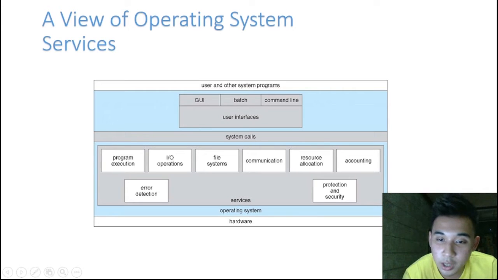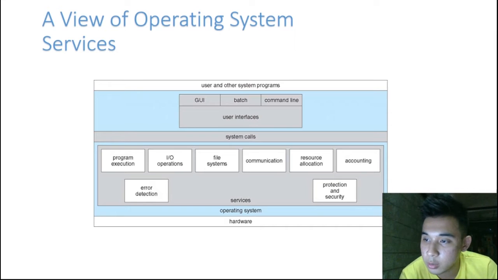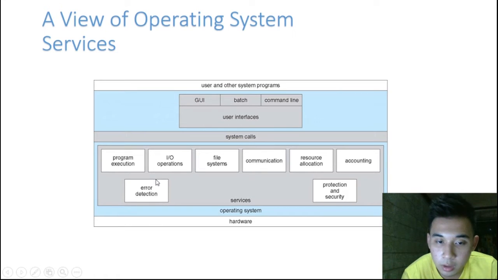The next is protection and security. The owner of information stored in a multi-user or network computer system may want to control use of that information. When several separate processes execute concurrently, it should not be possible for one process to interfere with the others or with the operating system itself. Protection involves ensuring that all access to system resources is controlled. So we move on to the next diagram.